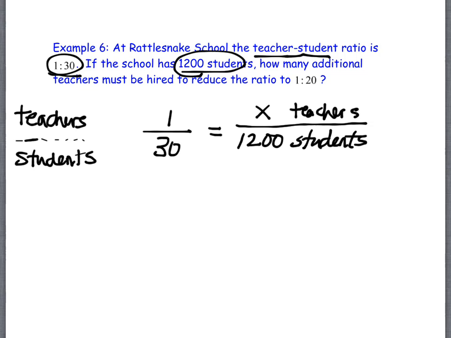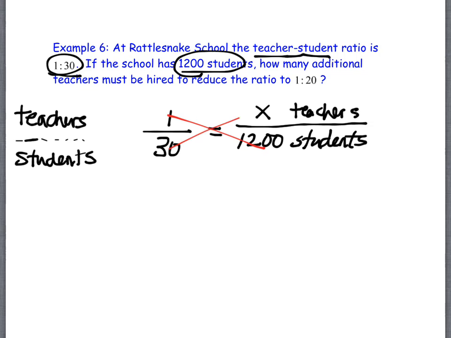And I realize that these don't match in terms of their units. They really do. I'm clarifying them as teachers and students, but what they really are is just people, right? Okay, so I'm just reminding you which is where. All right, so what am I going to get? What am I going to do next?